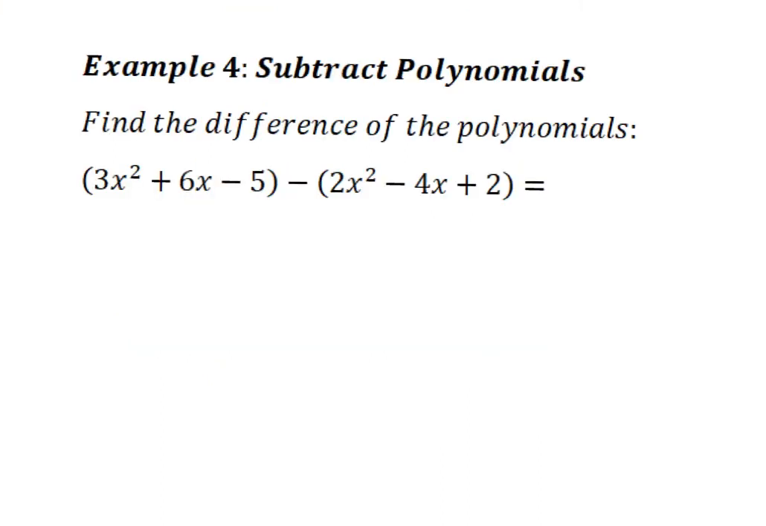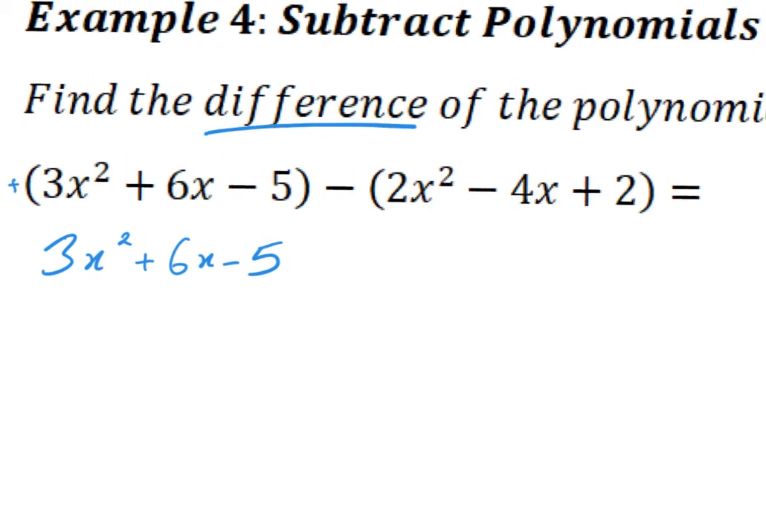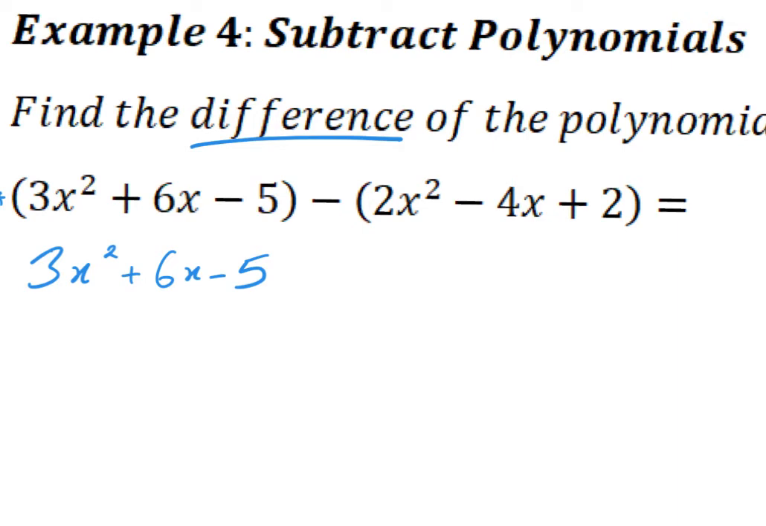All right, so in this example, we need to subtract polynomials, right? Find the difference means we're going to subtract the polynomials. So we have 3x squared plus 6x minus 5, minus parentheses 2x squared minus 4x plus 2. Now we need to pay attention. The first polynomial has a plus here, so we don't need to change anything. It's going to be 3x squared plus 6x minus 5. And here, we do have a minus. That's -1. So we're going to multiply -1 with 2, and -1 with -4, and -1 with 2. That's what we need to change inside the parentheses.